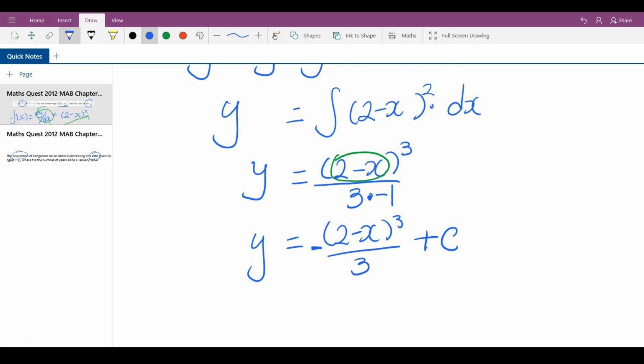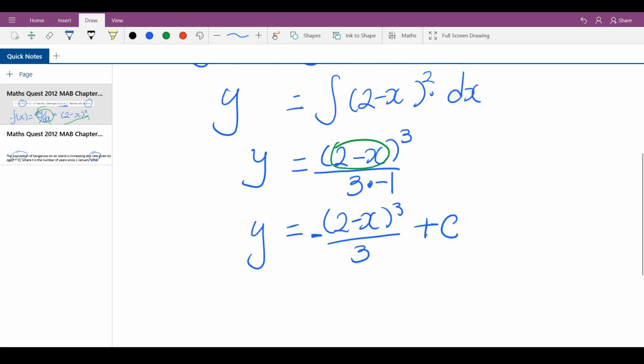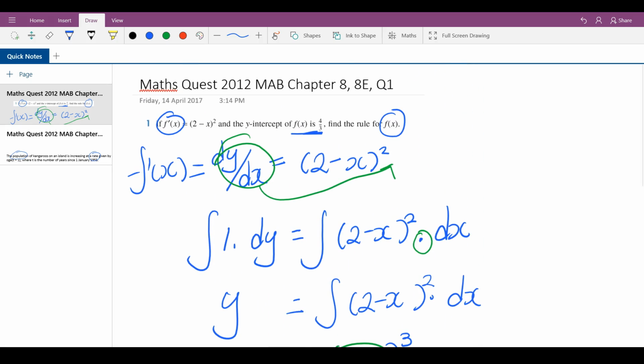All right, but we haven't finished yet. Every time we integrate a function, we get a c. And having a c in your integrated function does not represent a specific function. So if we're given information, we have to solve for c. Remember earlier, we are given that f of x has a y-intercept of 4/3.